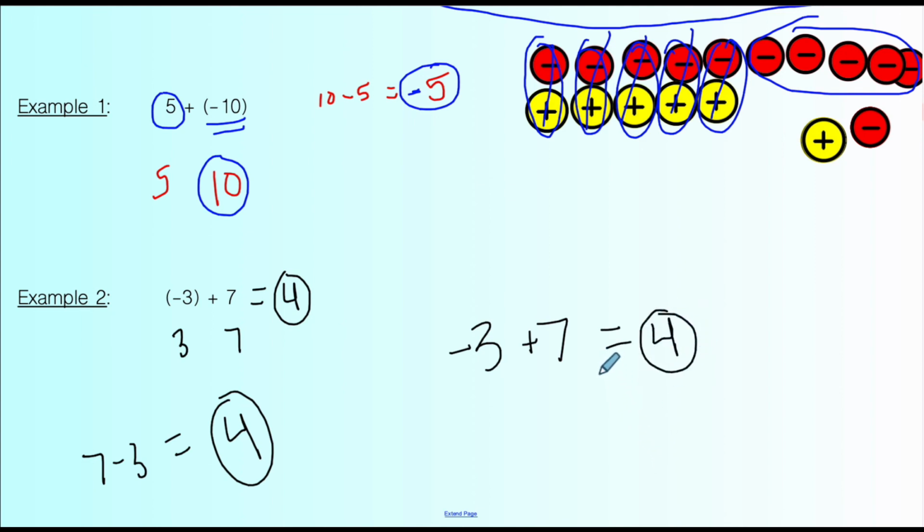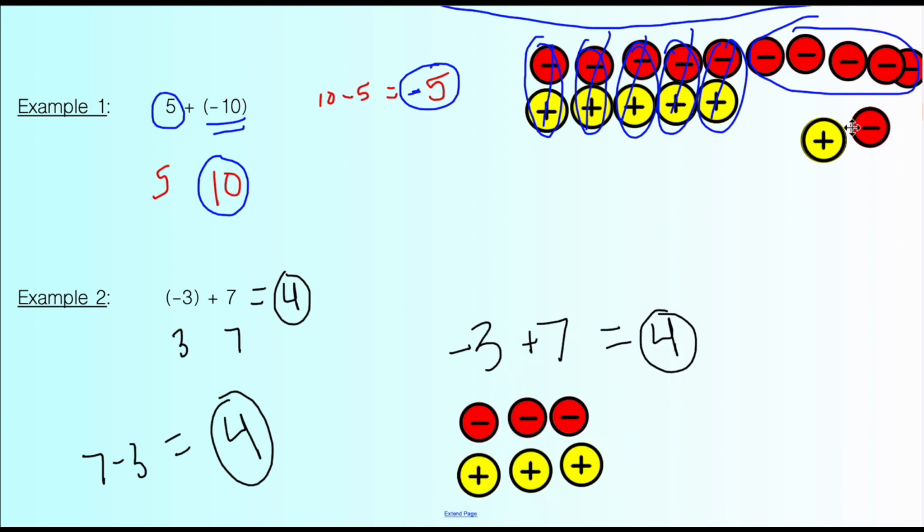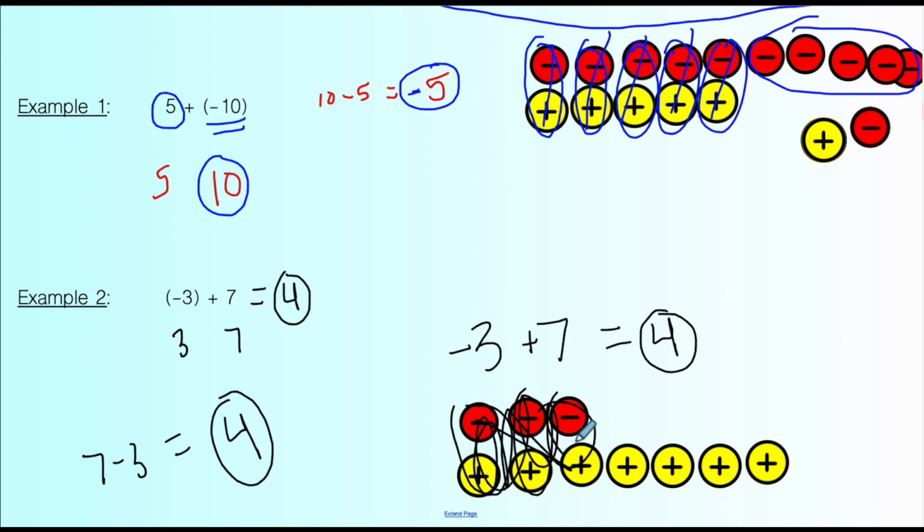You could also think of it as the integer chips, right? You could say, all right, I'm lining up 3 negative chips, 1, 2, 3, and then 7 positive chips. And then like the army men, they can do battle. You've got a zero pair, a zero pair, a zero pair. So all of those cancel out. And what's left over? Positive 4.